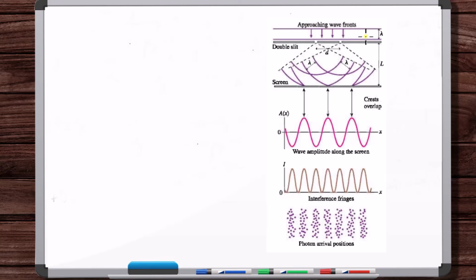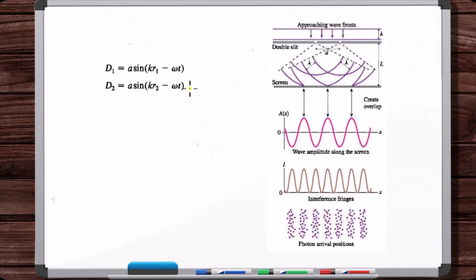A wave front coming in with a certain wavelength passes through the double slit. Now two separate waves radiate out and interfere with one another. Here are the formulas for those two waves. This k is 2 pi over lambda, A is the amplitude, and R1 and R2 are the distances from the two slits.